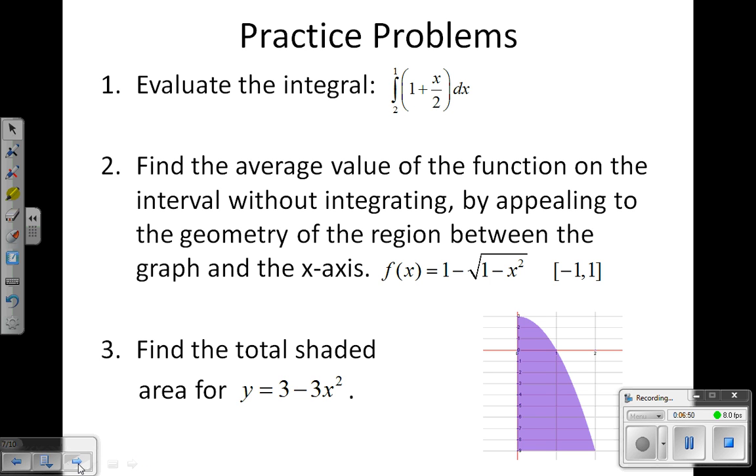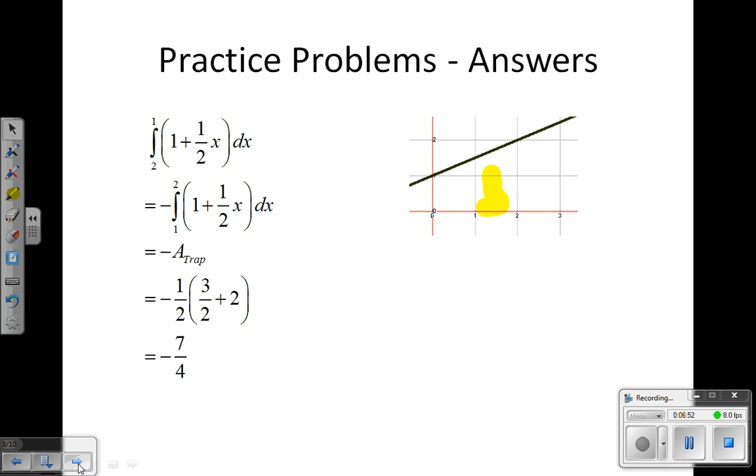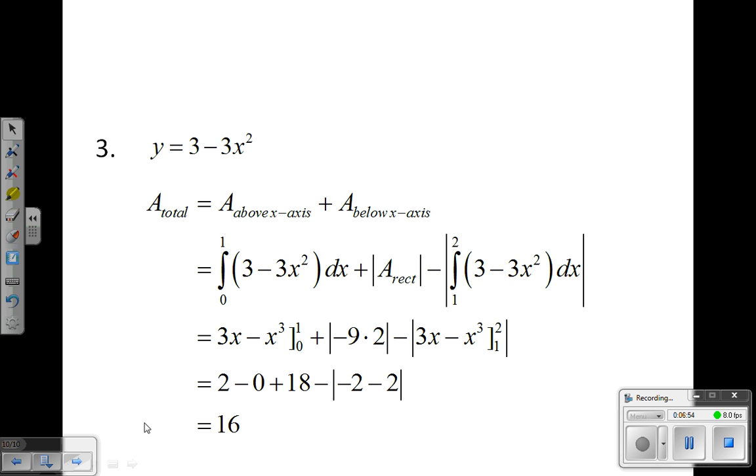So region 1, the part that's above the x-axis, is what I did first. So above the x-axis, and then add it to the area below the x-axis. The integral from 0 to 1 of my function is going to give me the area above the x-axis. And then for the area below, we said we would look at the rectangle that was 9 by 2 and subtract off the piece that wasn't shaded in, which is the section between the curve and the x-axis. So it's the integral from 1 to 2 of the function.